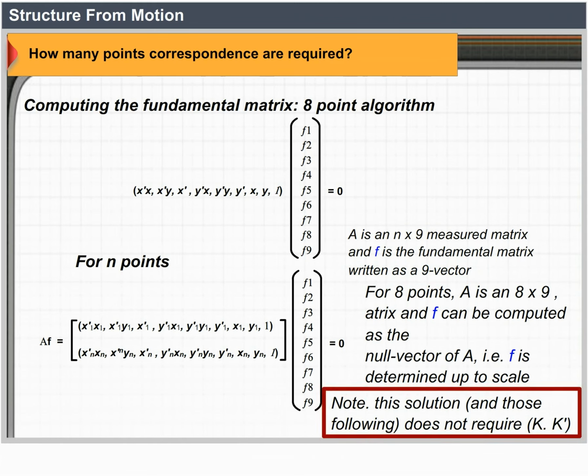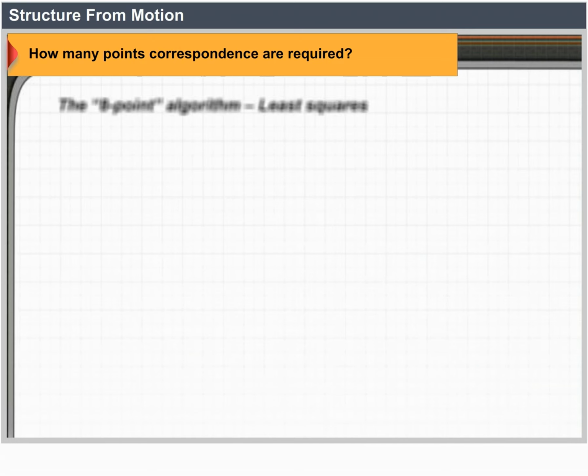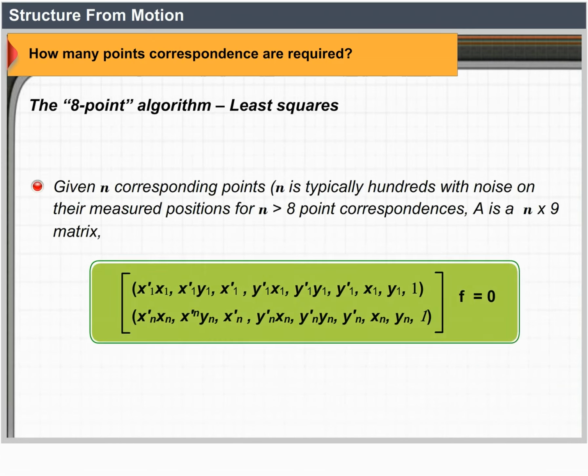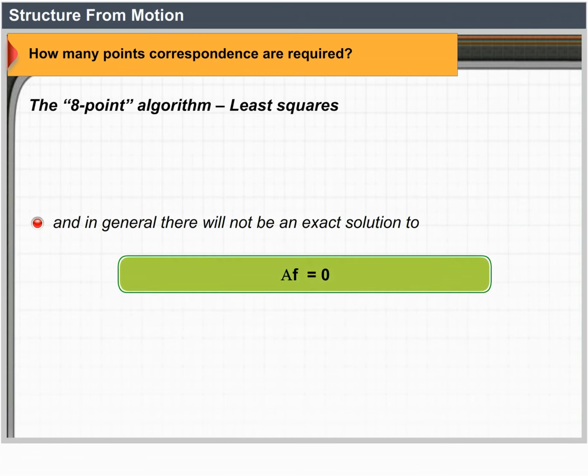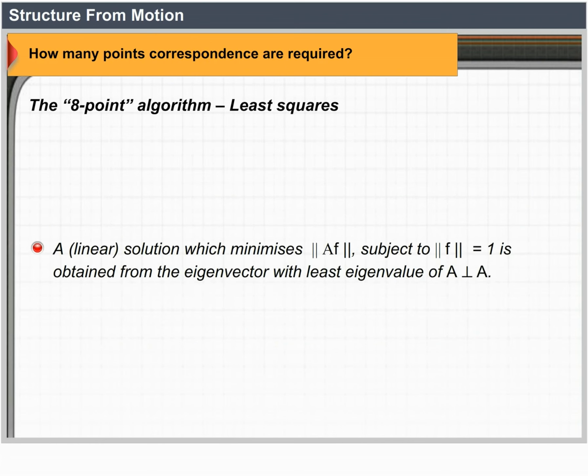The 8-point algorithm, least squares. Given n corresponding points, n is typically hundreds, with noise on their measured positions. For n greater than 8 point correspondences, A is an n by 9 matrix as shown below. In general, there will not be an exact solution to AF equals 0. A linear solution which minimizes the norm of AF subject to the norm of F equaling 1 is obtained from the eigenvector with least eigenvalue of A to the power T A.